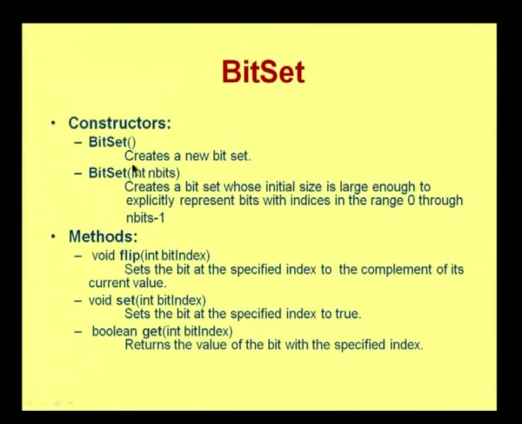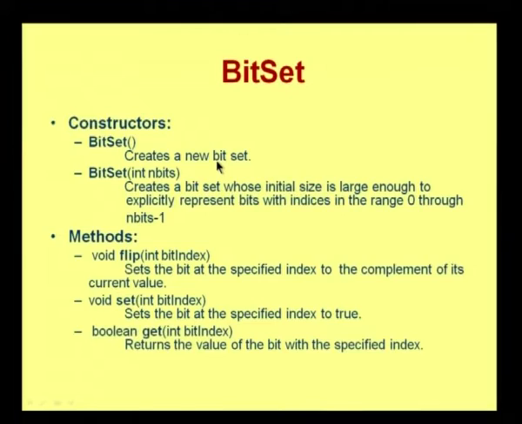Or else I can just give a maximum size for the bit set. And the methods available in your bit set include flip, which sets the bit at the specified index to the complement of its current value. Next is set, which sets a particular bit index. Next is the boolean get, which takes the bit index, so the index will give me the particular bit that is being set.